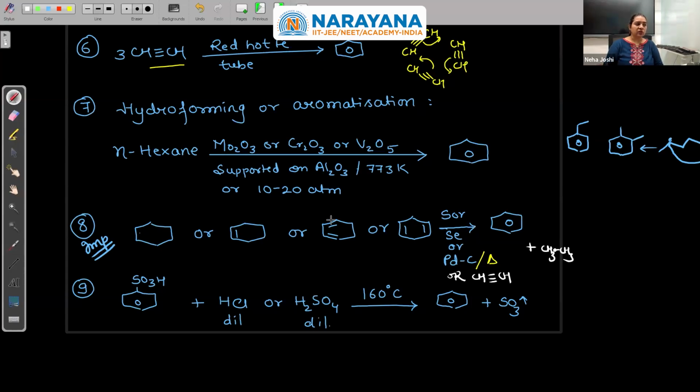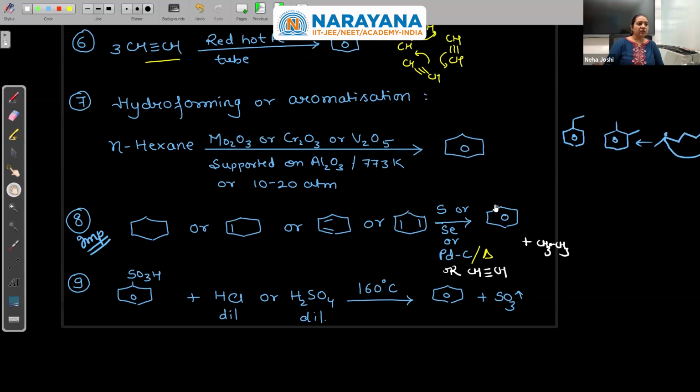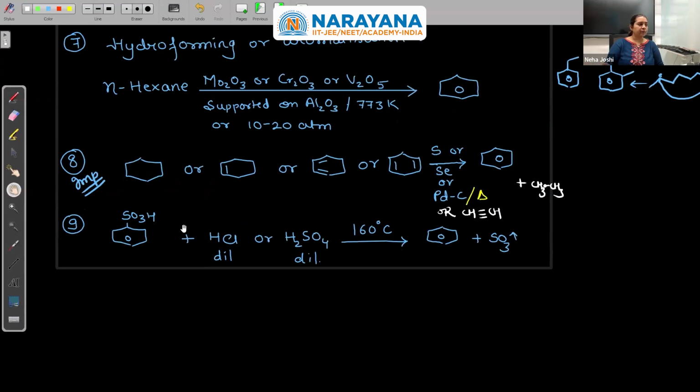Benzene, cyclohexene, cyclohexadiene, any of these, then there is a hydrogen exchange. This is not SOR. Sulfur or selenium or palladium carbon with heat, any of these could be used.